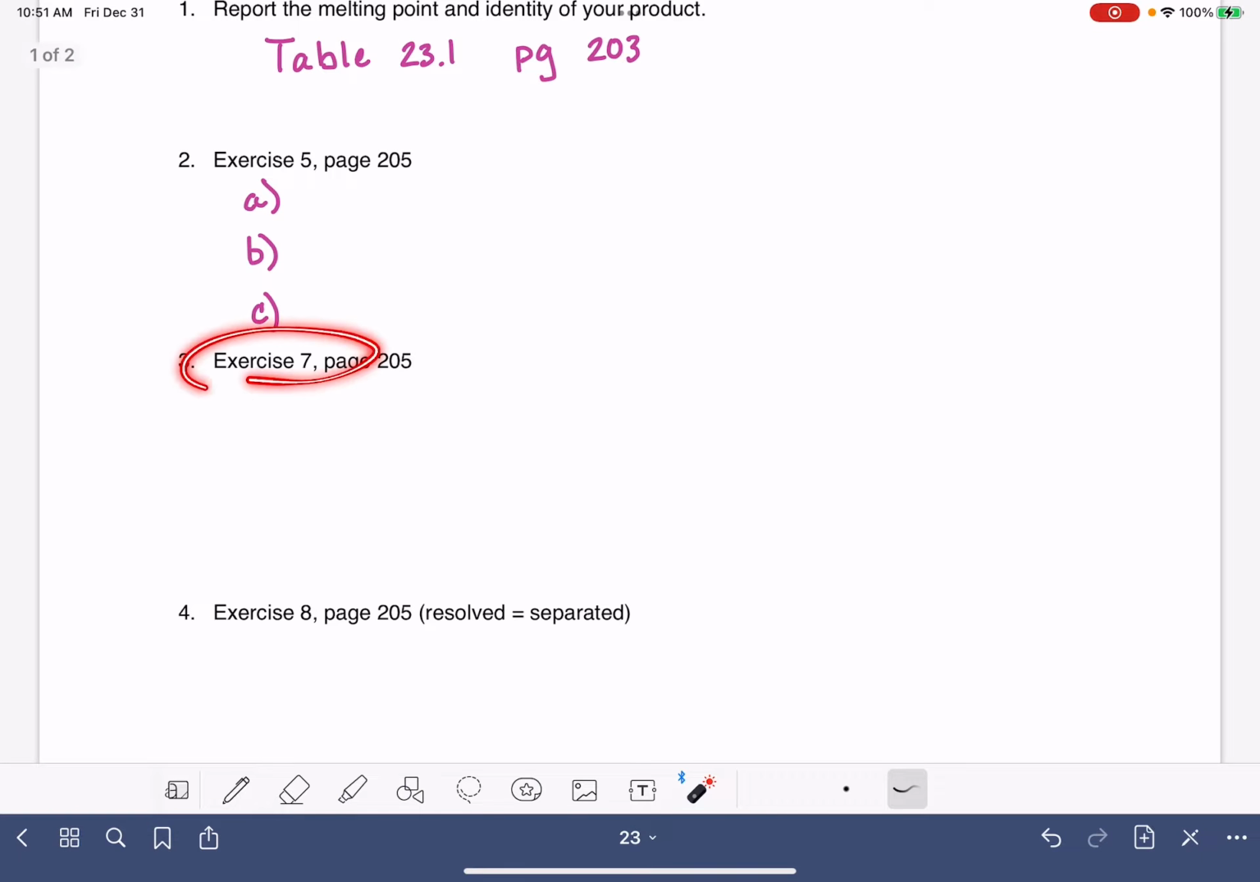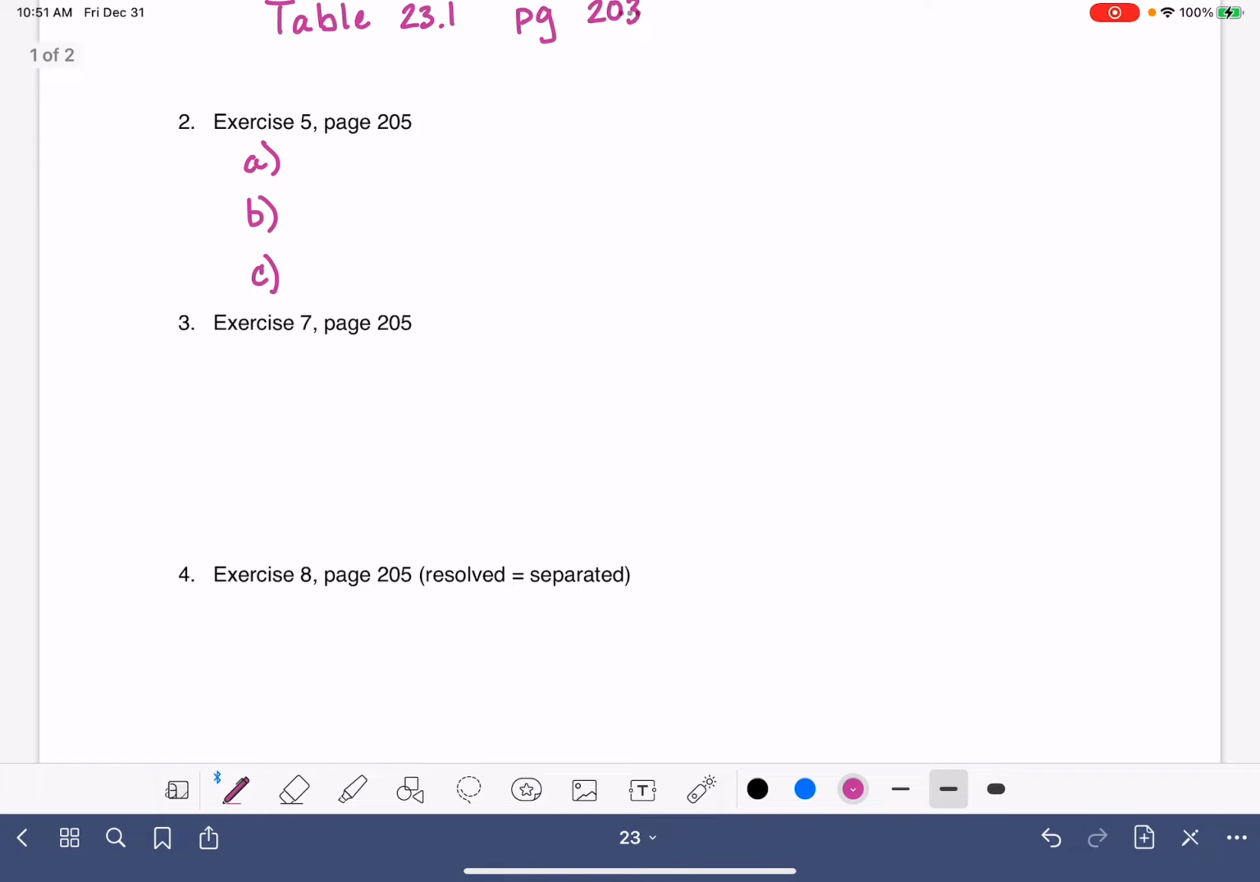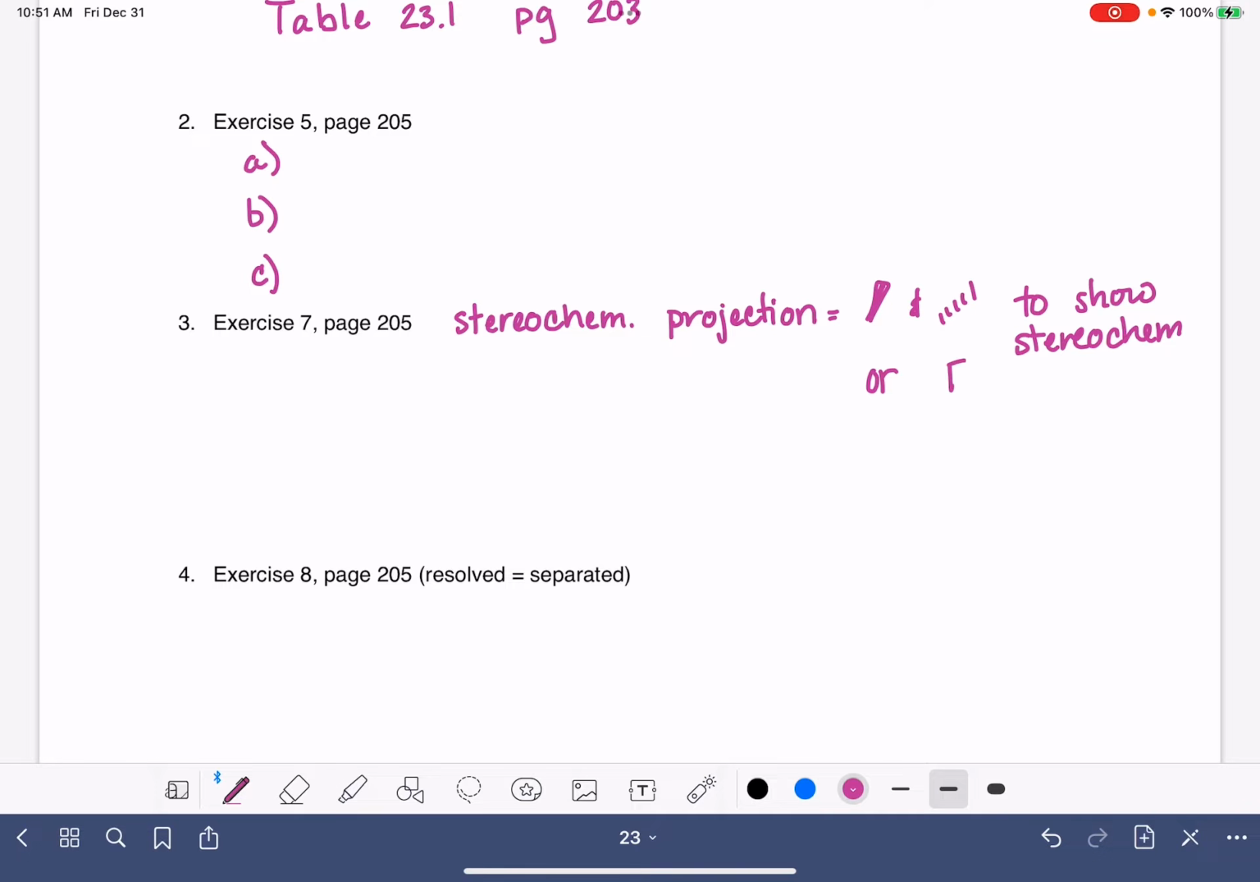For exercise 7, which is question 3 on your post lab, it's asking you to draw, it says stereochemical projection. This just means that it's asking you to draw structures that show the stereochemistry, which means you want to use wedges and dashes to show the stereochem. Or actually, you don't have to do it that way. You could also use Fischer projection. That would work as well. Or you could use a Newman projection, but that would probably be pretty tricky.